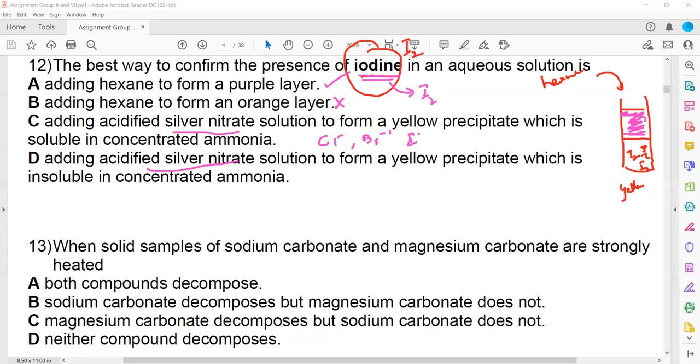In question 13, when a solid sample of sodium carbonate and magnesium carbonate are strongly heated. When we heat sodium carbonate, potassium carbonate and hydroxides, they are stable to heat, so they do not decompose. But magnesium carbonate decomposes into magnesium oxide plus carbon dioxide. So magnesium carbonate decomposes, but sodium carbonate does not decompose. So for 13, C is the right answer.